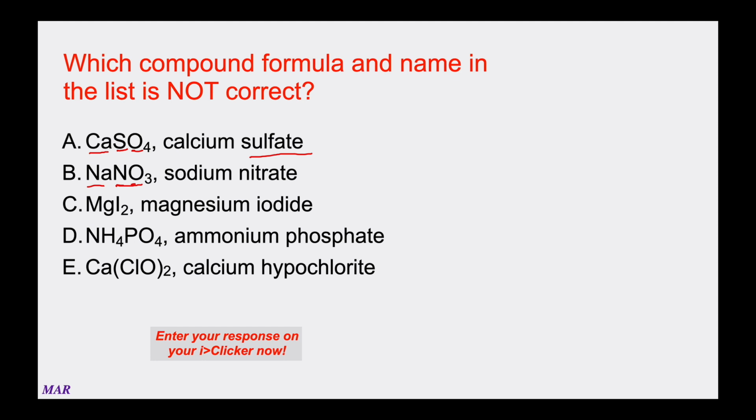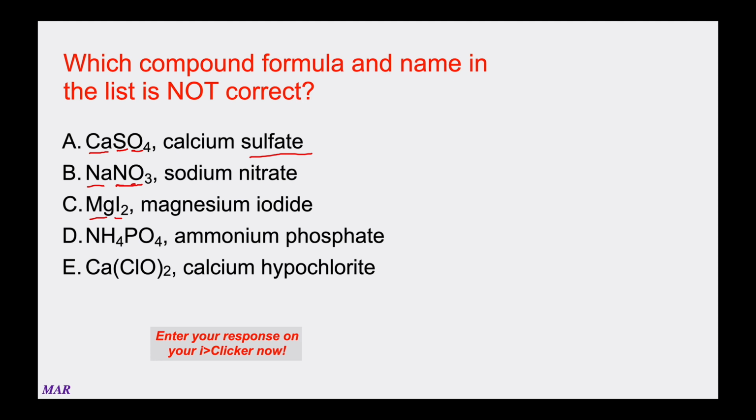Sodium in group 1A likes to have a positive 1 charge, so they go together 1 to 1. This is sodium nitrate, and that's a correct formula. Everything's okay on B. The third one, we have magnesium and we have iodine.